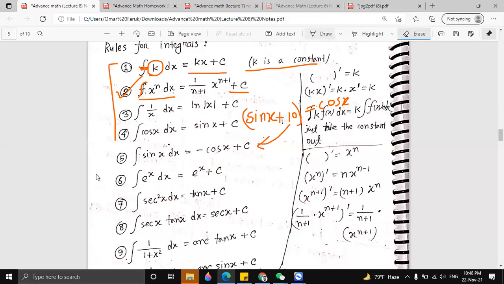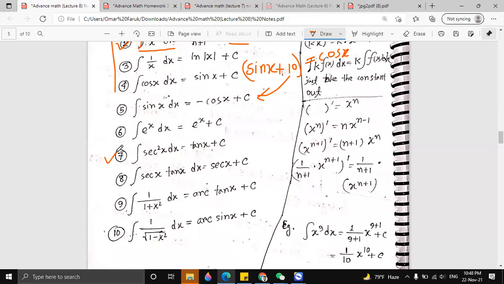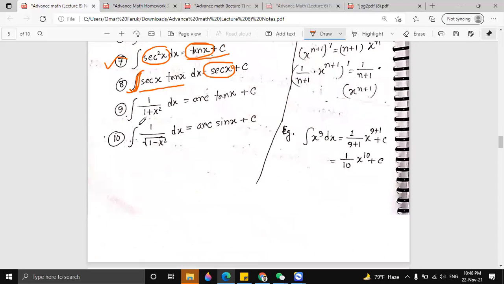And then we have integration of sec square x dx. It is tan x plus c, because from the derivative formula we know that the derivative of tan x is equal to sec square x. And integration of sec x tan x dx will be sec x, because we know that the derivative of sec x is sec x tan x.